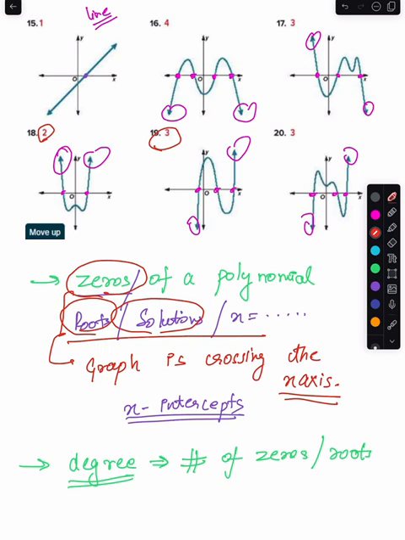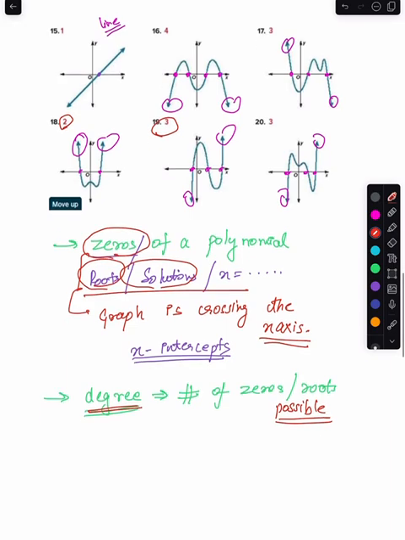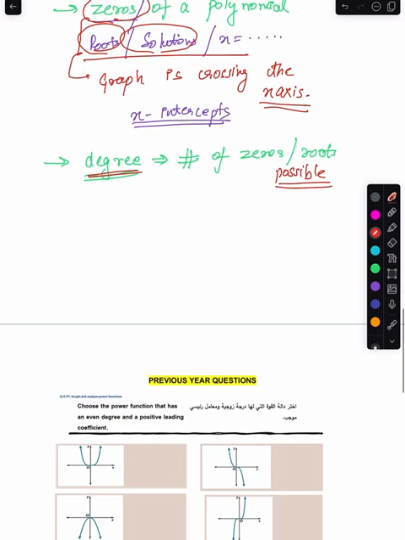Which tells me there are a minimum of 3 zeros as you look at the graph. But if I know the degree, if I know this is the highest exponent, that is it. This is the number of zeros possible. Is it fine? These are the possible number of zeros. So this is a very direct question. If it comes, it is 4 free marks for all of you, you should be able to read the zeros.